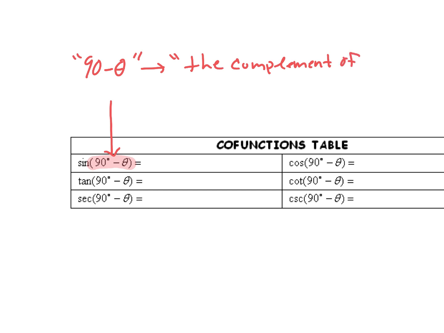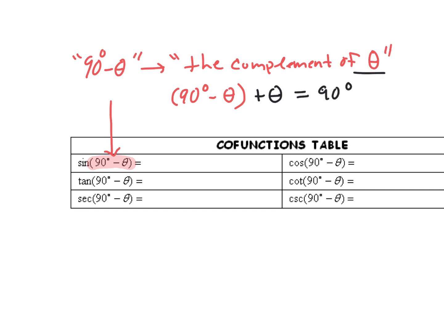Not just any angle. We would say the complement of angle theta. So 90 minus theta can just be read as the complement of theta. Here's why that's a key thing. If 90 degrees minus theta is going to be the complement of theta, that just means that if I add theta to it, I should get 90 degrees.